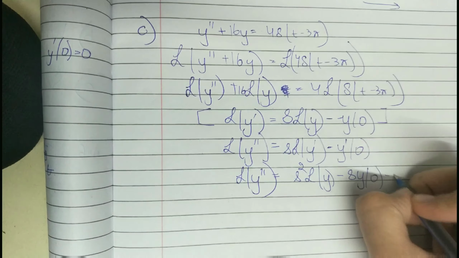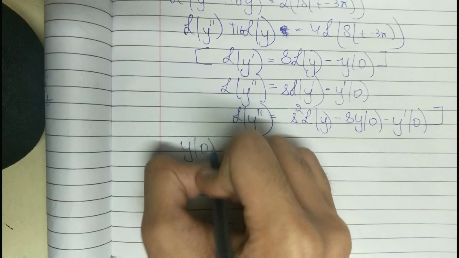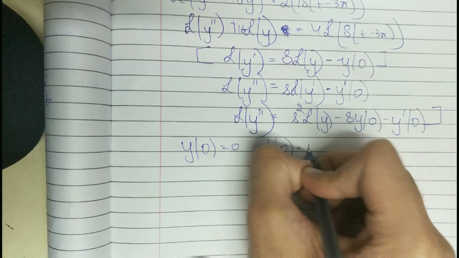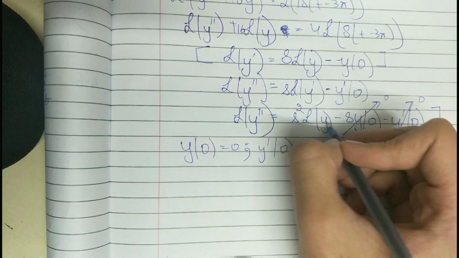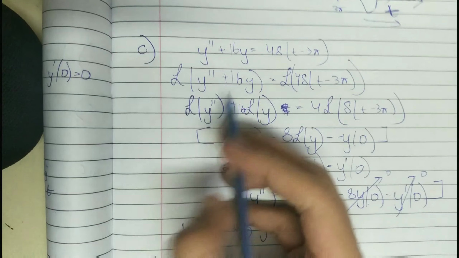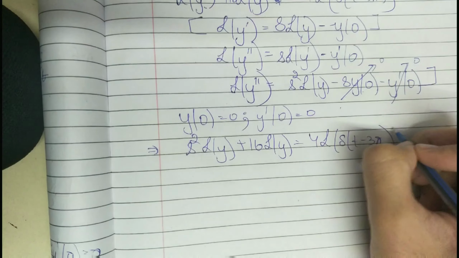Now for this particular case, we know that the initial conditions are that both are 0 at t is equal to 0. So if we substitute this, both of these terms become 0. All we are left with is that the Laplace transform of y double derivative is equal to s square Laplace of y. So if we put this into the equation that we have found here, this becomes s square Laplace of y plus 16 times Laplace of y is equal to 4 times the Laplace of delta t minus 3 pi, right?